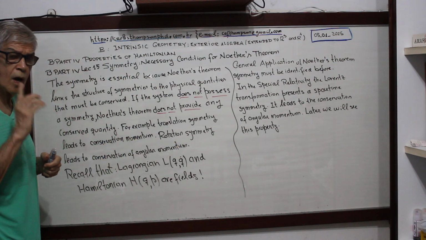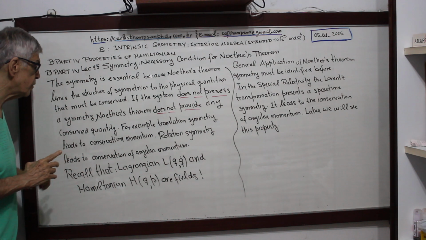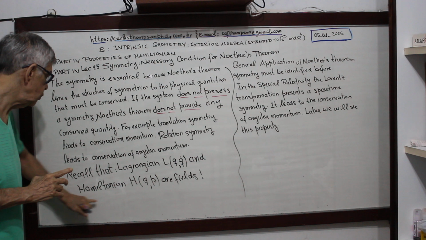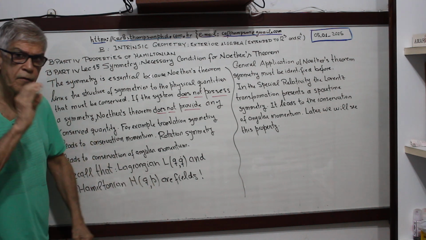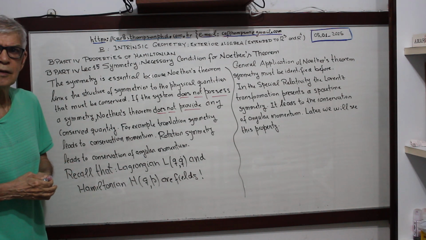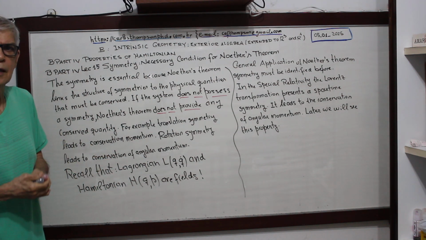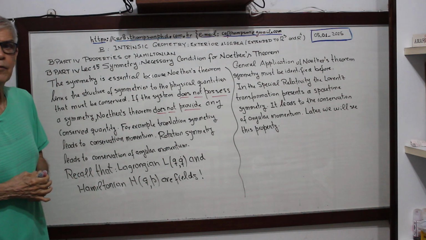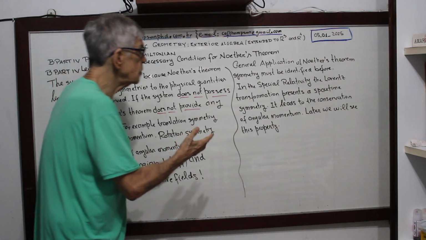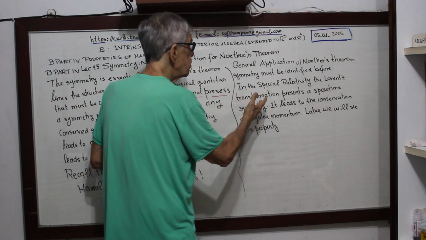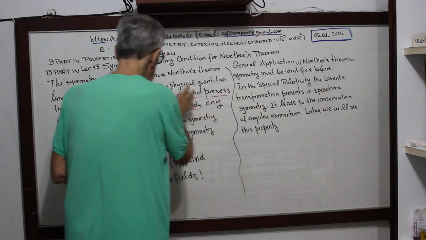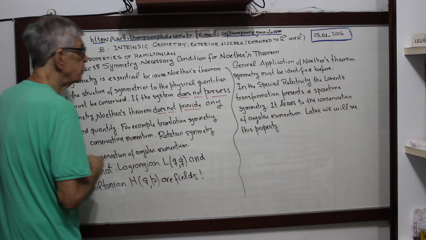And also recall that Lagrangian L and Hamiltonian H are fields. They are described using the Eulerian viewpoint, as we emphasized in previous videos. In general, in the application of Noether theorem, the symmetry must be identified beforehand. That's important here, which is written just over here.